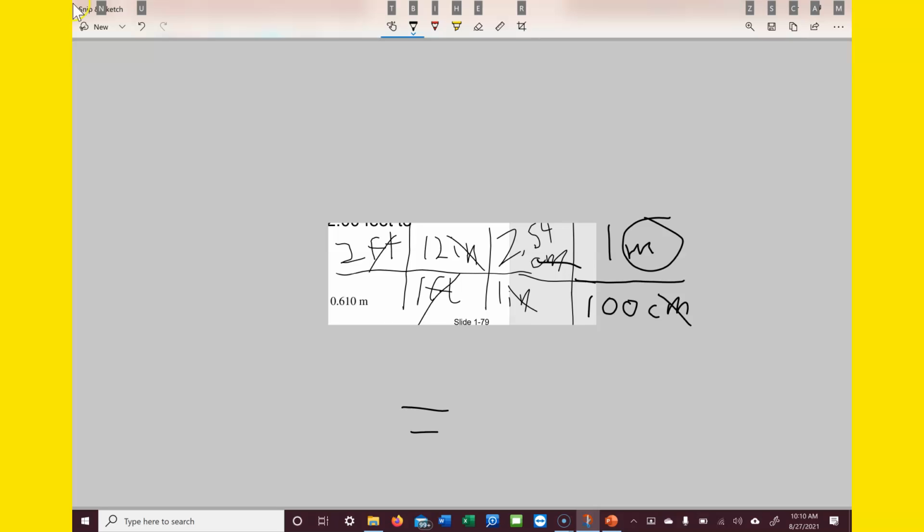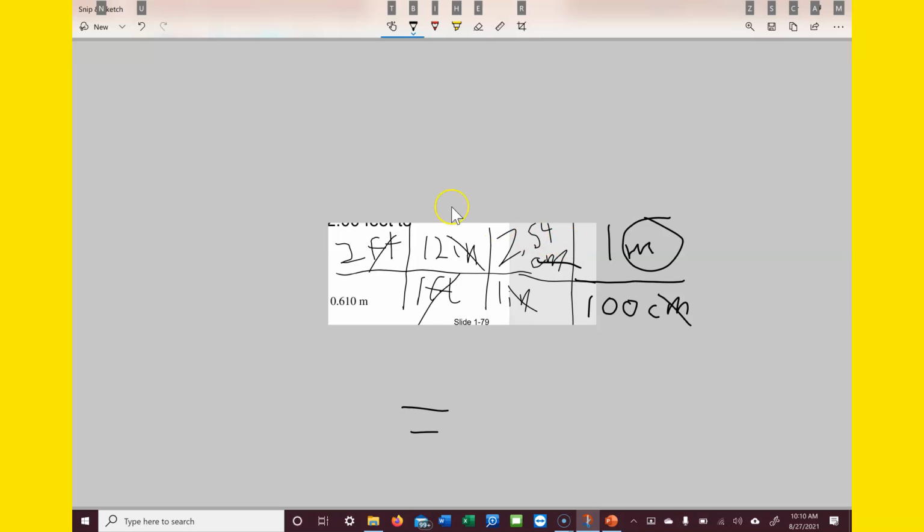Everything on the top gets multiplied, everything on the bottom gets divided. So in your calculator, you may want to say 2 times 12 times 2.54 divided by 100. Now, if there was more than one number on the bottom to divide by, then you may have to use parentheses: open parentheses, 2 times 12 times 2.54, close parentheses, divide by, open parentheses, and then whatever's multiplied on the bottom. Let's say 10 times 100, close parentheses, so that you're dividing by that whole denominator.